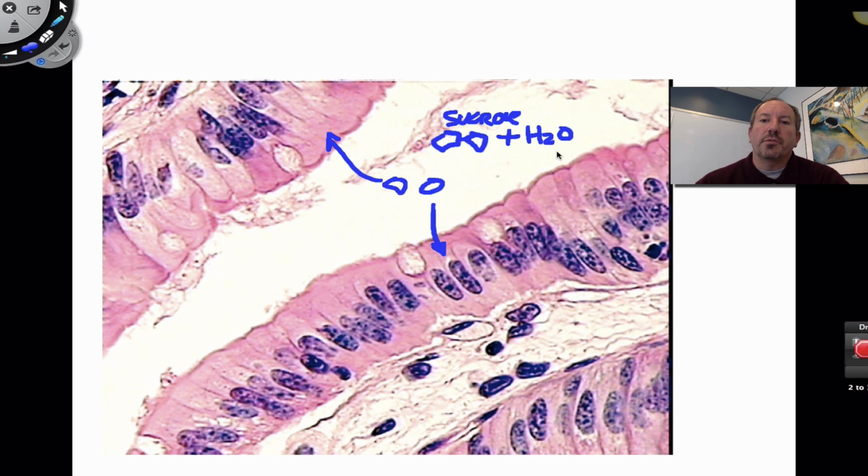And so where's the water coming from? We're either drinking it or drinking something that has water in it, or our own cells can, how about this, release mucus into this area. These are goblet cells because they appear as goblets right here, like little chalices containing mucus. And so they're releasing water into this free space, and that's speeding up the digestion.